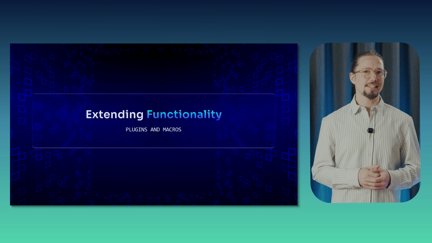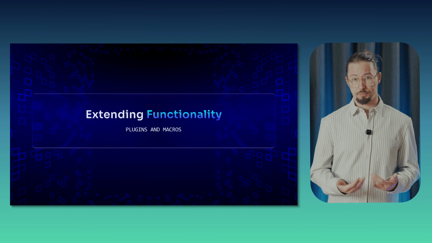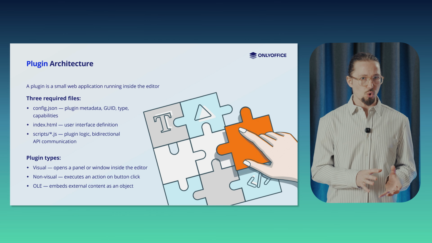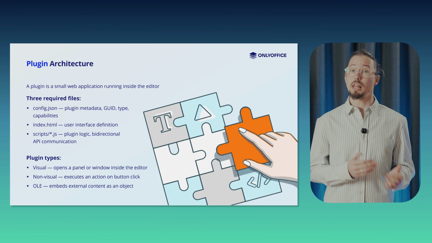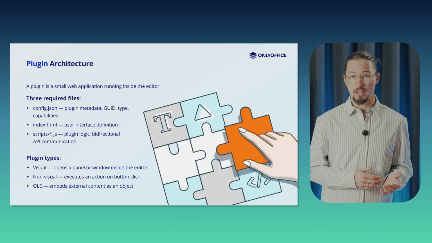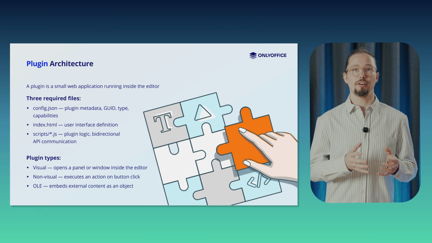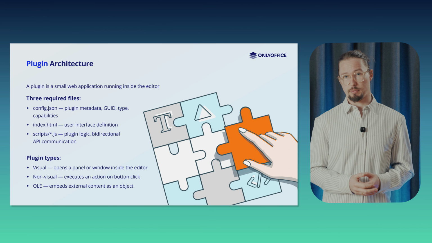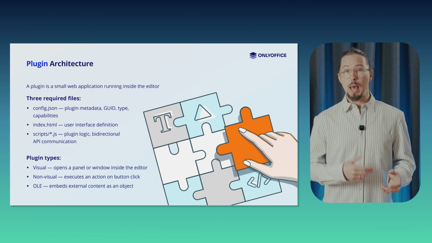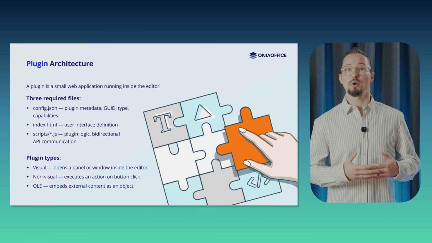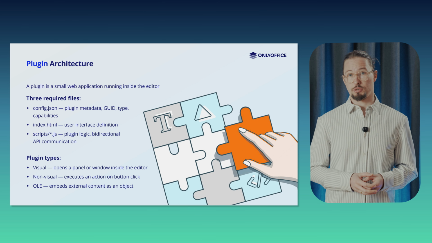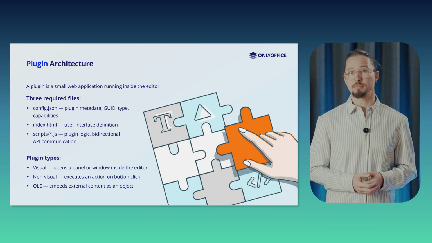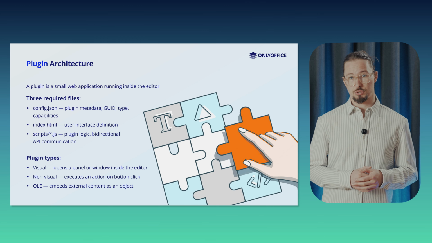Now let's talk about extending what the editors can do. An OnlyOffice plugin is at its core just three files: a config.json that declares the plugin metadata and capabilities, an index.html that defines the UI, and a JavaScript file that contains the logic. The plugin communicates with the editor through a bidirectional API. It can read and modify the document, react to editor events, and display its own interface elements.